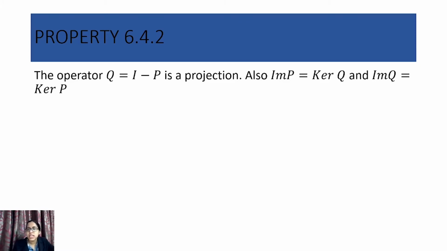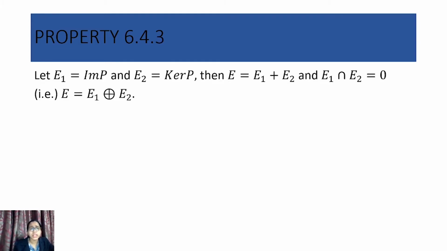So now let's see the next property, which is about the direct sum. That is, E1 is the image of P and E2 is denoted as the kernel of P. Then the space that we had treated, that is E, will be nothing but E1 plus E2, and also E1 intersection E2 is equal to 0. So the linear space that we have considered can be expressed as the direct sum of image of P and kernel of P. That is the third property that we are going to discuss.